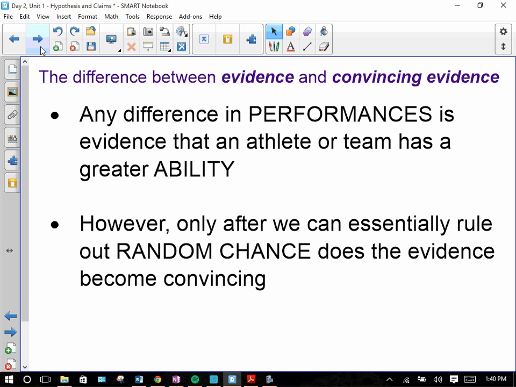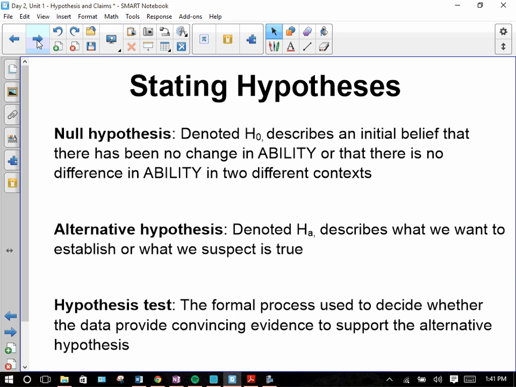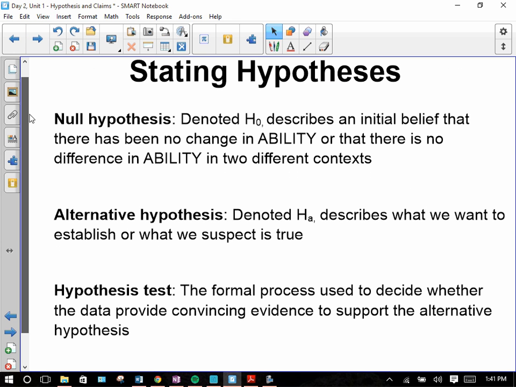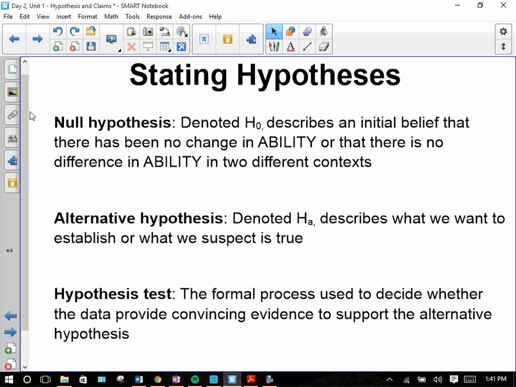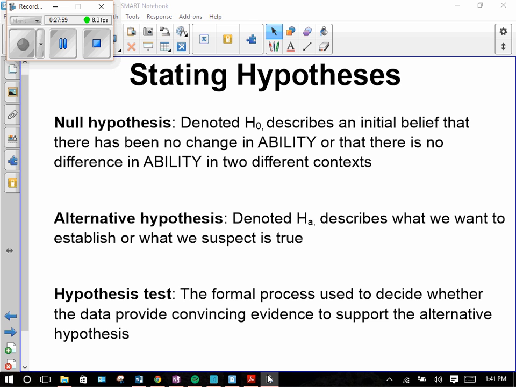So we can have evidence that someone's ability increased, but we can't say that there's convincing evidence until after we have ruled out random chance. So, I need you guys to write this all down. Stating hypotheses. I'll give you guys a few minutes to write that down.